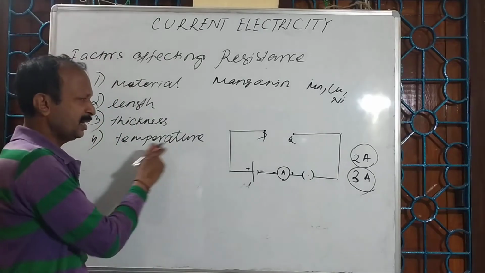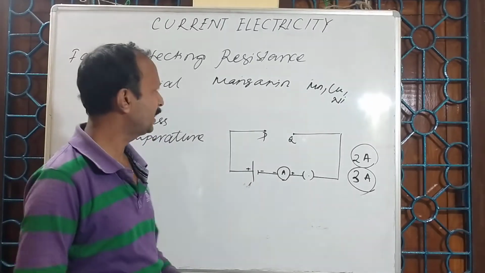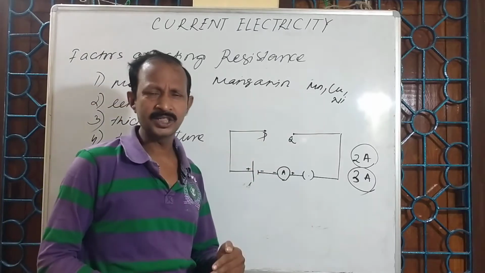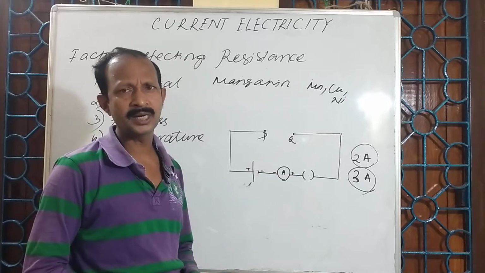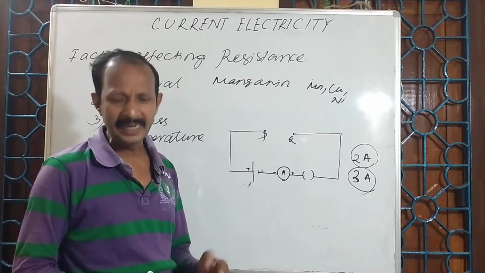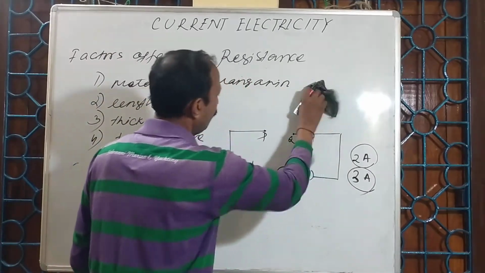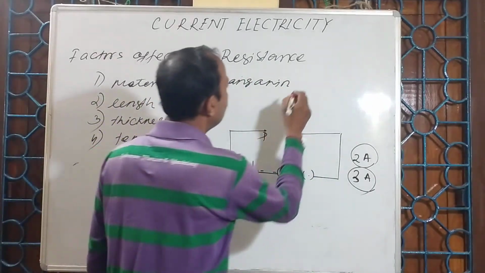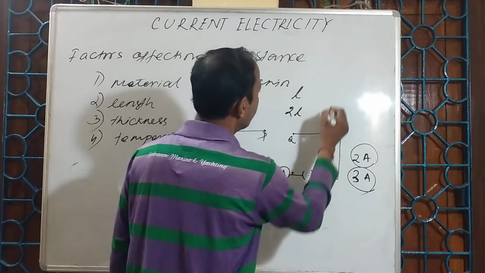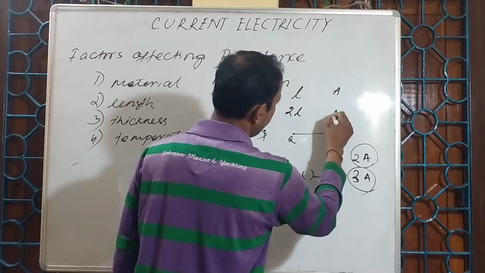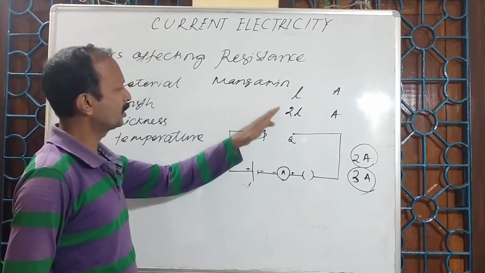One factor is that temperature is a factor. Resistance depends upon the temperature, no doubt at all. But in the case of some standard resistors like manganese, like Constantan, the resistance is least affected. So suppose I have taken manganese of length L and 2L, and here the area of cross section is A. In both cases, both are manganese.